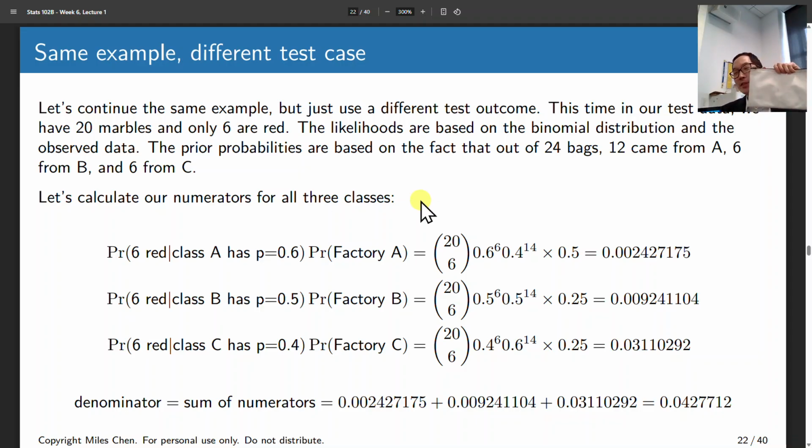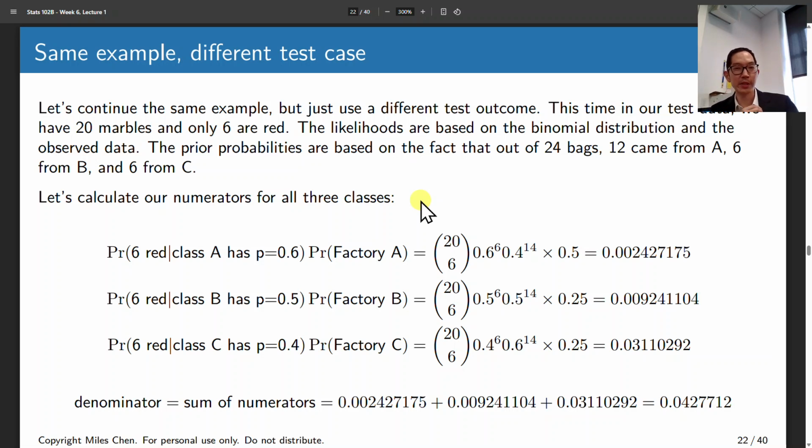I want to do just another example, almost exactly the same, except this time my test case, I open up the bag, and there are 20 marbles, and only 6 of them are red. So in my observed case, only 30% of the marbles are red. And now we're going to calculate our likelihoods.